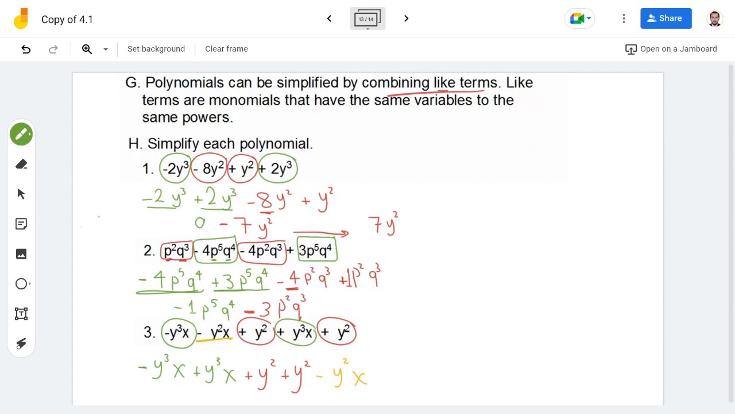So the first one, negative y^3x plus y^3x. This one is equal to 0, because negative here is 1, here is positive 1. So 1 minus 1 is equal to 0. Then plus y^2 plus y^2, because we know that this is 1, this is 1, so it's equal to 2y squared. Then negative y squared x, there is nothing similar, negative 2x. So now this is the final answer. Let's remove the 0. So we rewrite it: 2y to the power of 2 minus y to the power of 2x. I hope you understand this one.